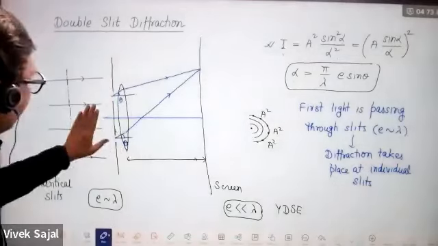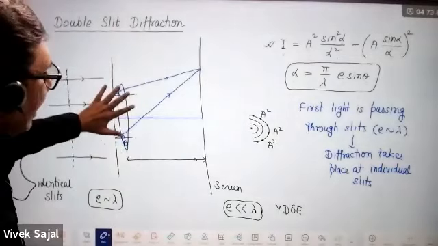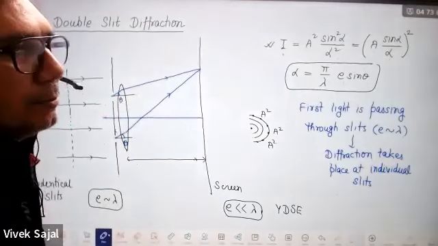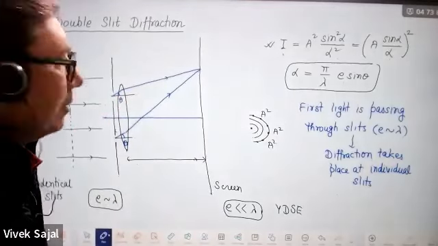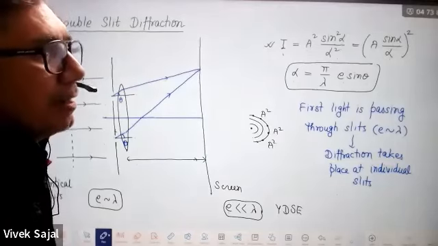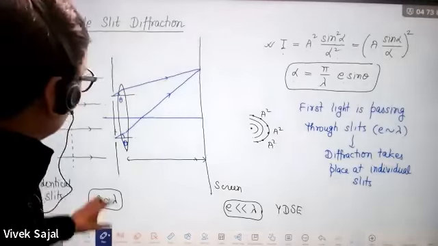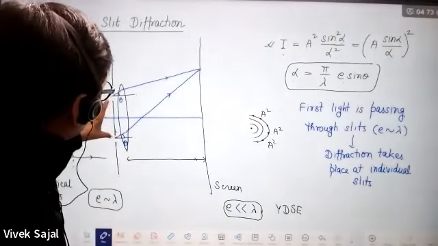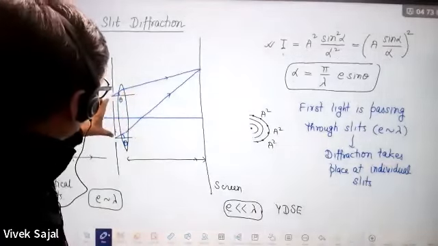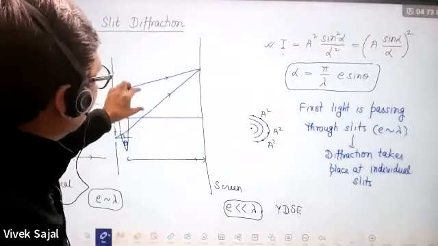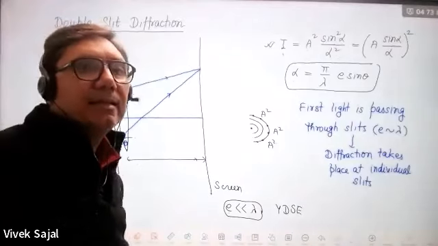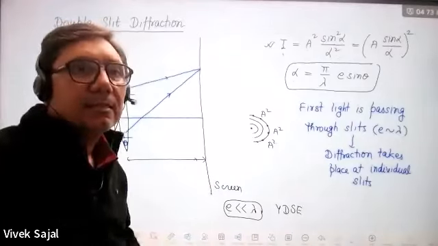Now what happens after diffraction? You are choosing parallel lights, part of the lights which are moving parallel to each other. So you are choosing that part of light, and with the help of this convex lens, you are focusing these parallel lights to a point here in the focal plane of the lens where you have placed the screen.